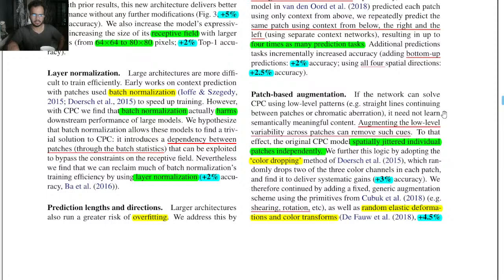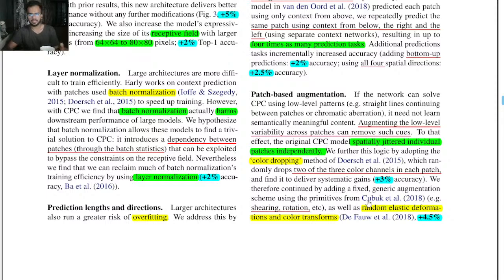Even in normal computer vision tasks, we face this problem, and hence we perform some pre-processing so as to remove these low-level cues. To that effect, the original CPC model spatially jittered individual patches independently. We further this logic by adopting the color dropping method that I mentioned earlier, which randomly drops 2 out of the 3 color channels in each patch, and this delivers a dramatic 3% increase in accuracy just by using this method.